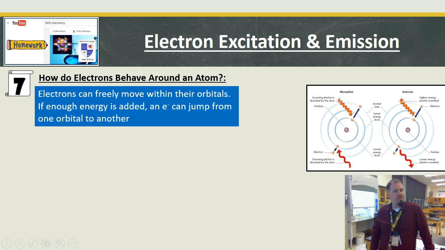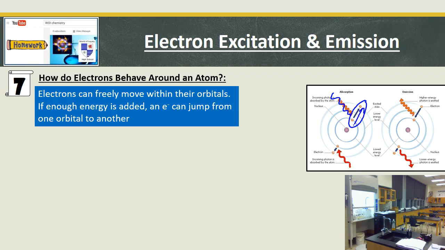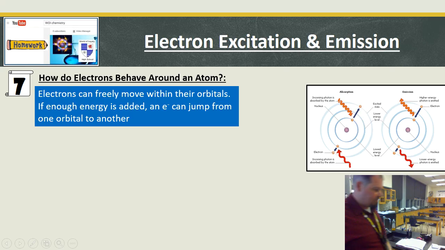First, they can move freely within their orbitals. And if I add enough energy, generally heat, I can get an electron to jump from one energy level to another, and that is what this picture is showing you in this piece right here. So this is the energy coming in, and this is the electron jumping up an energy level. So this can happen. It will change the electron configuration. We'll see in the next video.